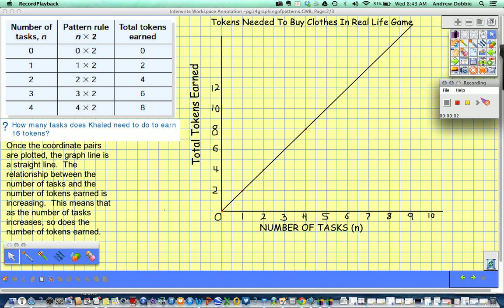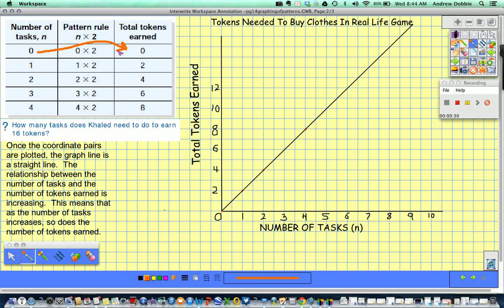Now for this problem, we're looking at Khalid and the fact that he has to complete tasks in order to earn tokens, and he needs tokens to buy clothes in his real life game. So what I've done thus far is I've gone through the patterns and identified that for the number of tasks at 0, the pattern appears to be 0 times 2, which gives me a number of tokens earned as 0. After he completes one task, he gets 2 tokens.